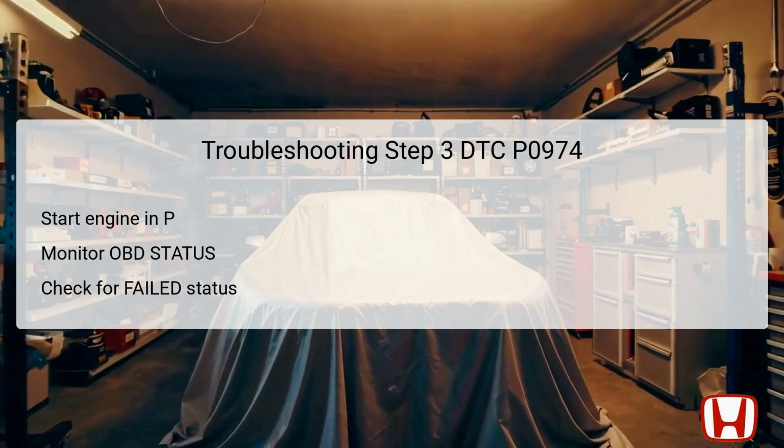This step involves confirming the DTC status for the OBD, Onboard Diagnostic System check. Start the engine once again while the shift lever remains in the park P position, allowing it to idle for about 1 second. Next, utilize the HDS to monitor the OBD status for the presence of DTC P0974 within the DTCs menu. If the HDS indicates a failed status for this code, it suggests that the solenoid issue has been duplicated, and you should proceed to step 4 for further analysis and potential repairs.